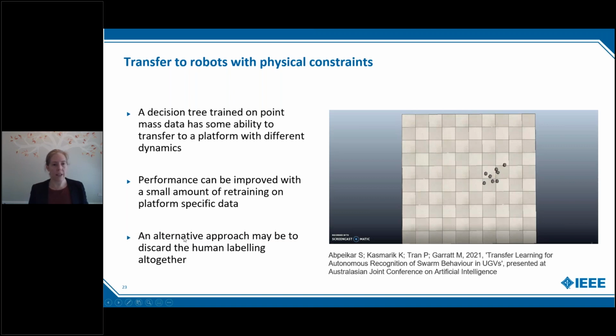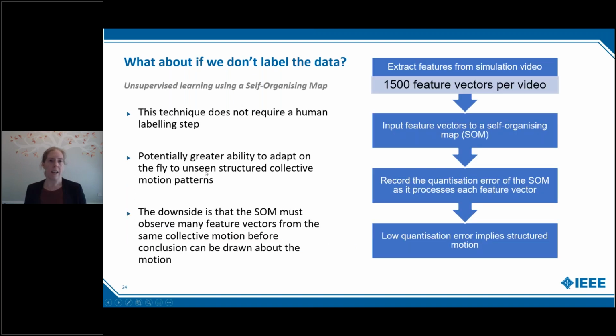And our alternative approach is, as I mentioned earlier, an unsupervised learning approach. So what if we don't label the data? So in that case, we still have our features extracted from the videos, but let's now throw away the labels. So let's assume that we do not have access to the humans to tell us whether they were flocking or not flocking. So we had a hypothesis that if we took that data and fed it into something like a self-organizing map, which is able to recognize patterns, the error of the map would be lower if it was taking data from structured motions.